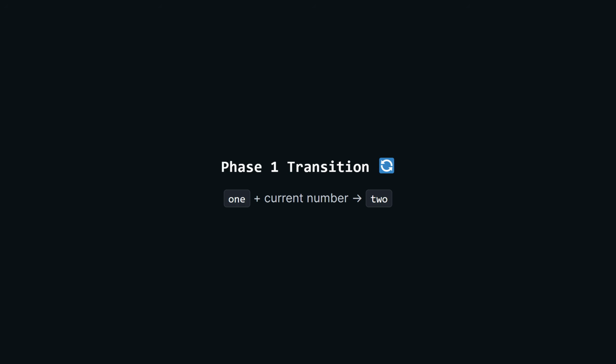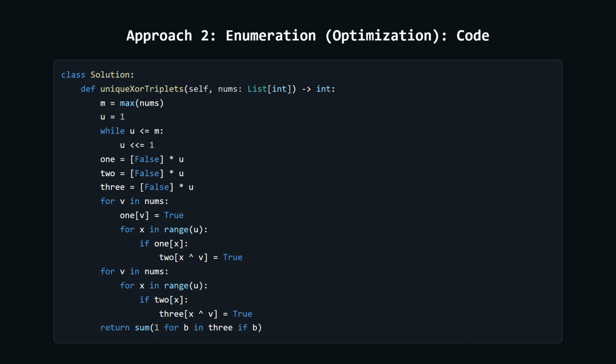Then, we take everything that was already in list 1, XOR it with our current number, and save it to list 2. In a second pass through the numbers, we take everything in list 2, XOR it with our current number, and save it to list 3. Here is the code for this optimized enumeration approach.